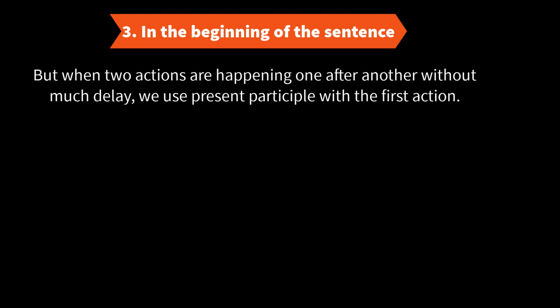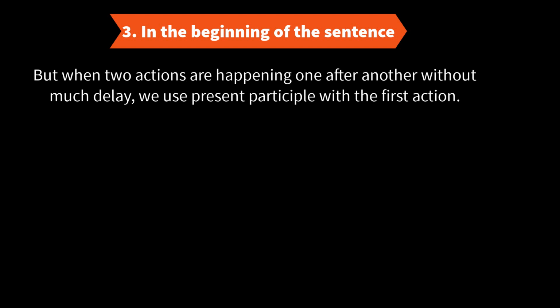But guys, when two actions are happening one after another without much delay by the same person, obviously, we use present participle with the first action. So a lot of times we do the first action and just after the first action, we do the second action, right? So in these cases, we use present participle with the first action.